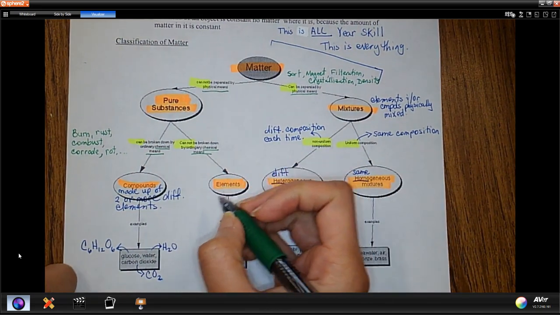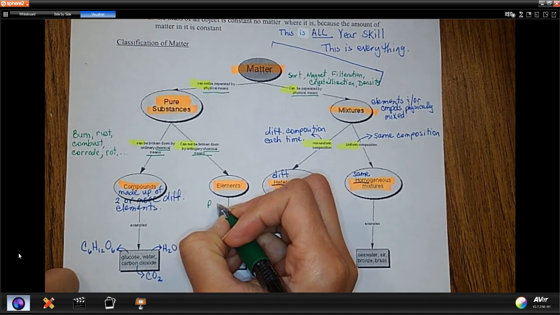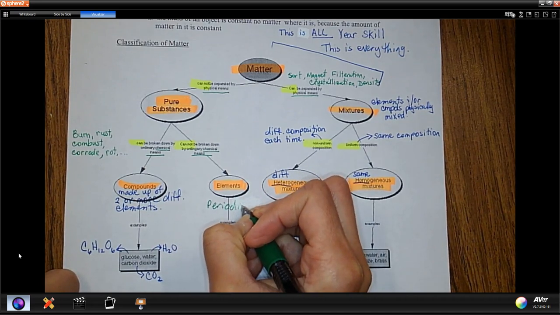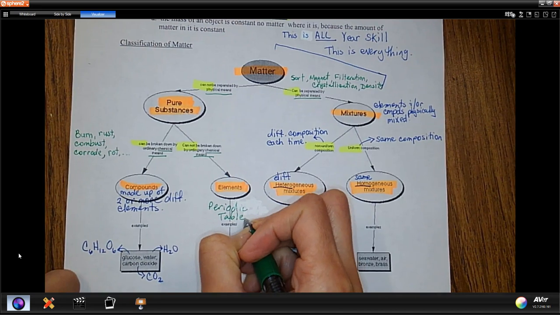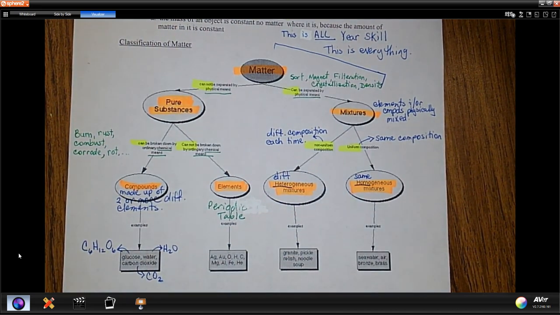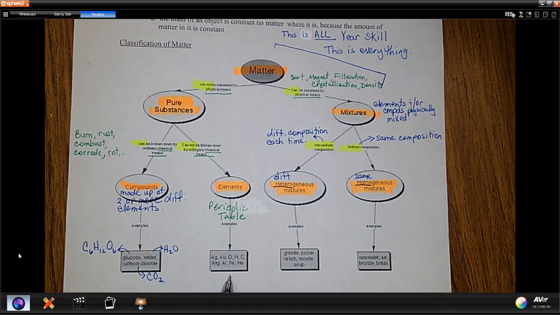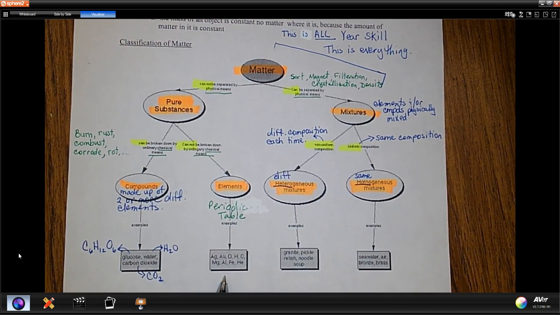Now, you've heard about elements. You probably have even heard about something called the periodic table. So the periodic table right here is the elements that cannot be broken down by any chemical means. They are the simplest pure substance that is around. Examples of the elements would be silver, gold, carbon, hydrogen, oxygen, magnesium, iron, and even aluminum. So these are just a few examples of elements on the periodic table.